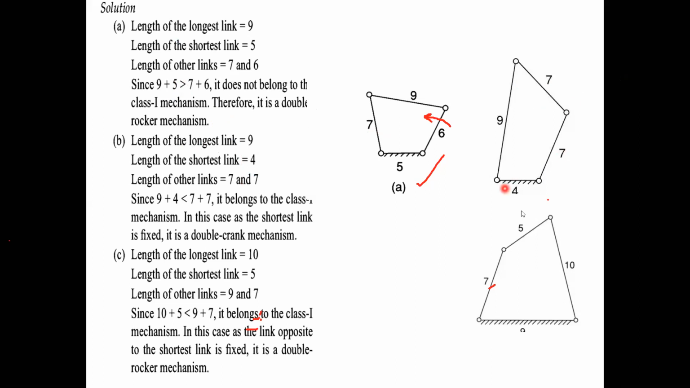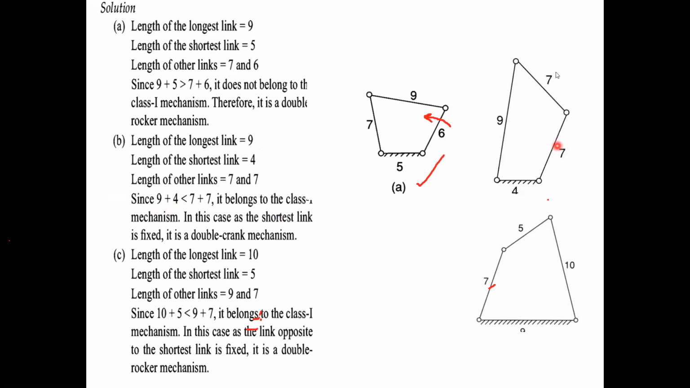So in this, shortest and longest link lengths. First you have to identify the shortest and longest link length. Which is the shortest? Shortest is 4 and longest is 9. Now we have to write those two, the sum of shortest and longest, both are 9 plus 4.